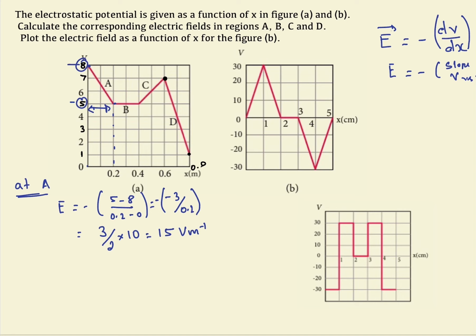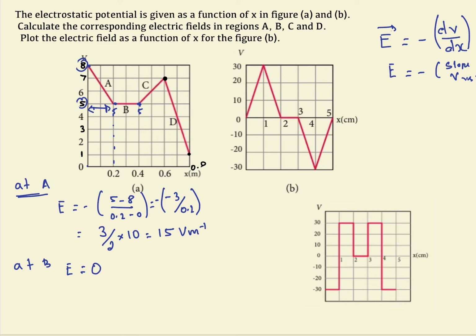Same way I can find B. By observing itself, you know it is a flat graph, a straight line. What is the slope here? There is no change in the y axis, only the x axis changes. The potential is 5 at both ends, so 5 minus 5 is 0. So the slope is 0, and whatever the number you multiply or divide by, the electric field will become 0.